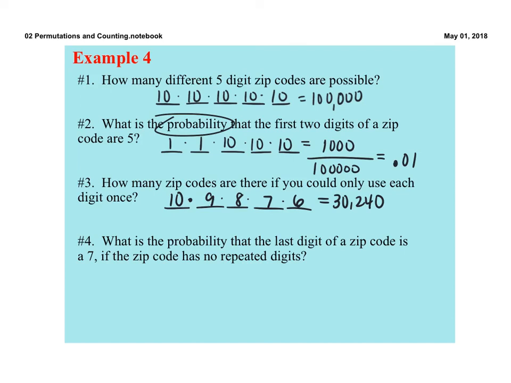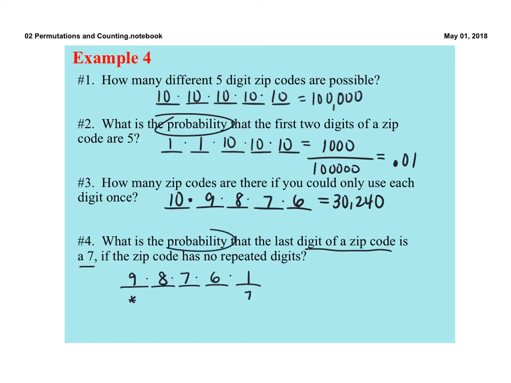And what is the probability that the last digit of a zip code is 7 if there are no repeat digits? Okay, so we got to think about this one a little bit harder. It's kind of like a given. Given there's no repeats, what is the probability that the last digit is 7? So first of all, how many ways could that happen? This has to be a 7, so there's only one option there. After that, I'm going to go back to this first spot, but I already used 1 digit. I used a 7, so now I'm down to 9, 8, 7, and 6.